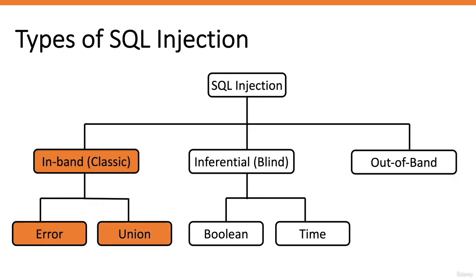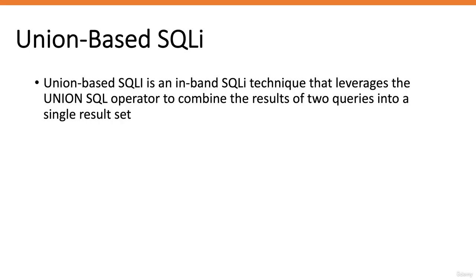Next, we have union-based SQL injection. Union-based SQL injection is a type of in-band SQL injection technique that uses the union SQL operator to combine the results of two queries into a single result set. Again, I mentioned in the previous couple of slides that I don't want to output just the result of the original query. I want to output a query of my choosing.